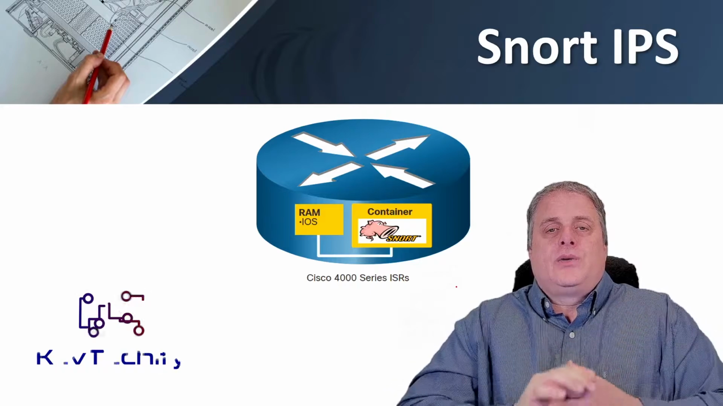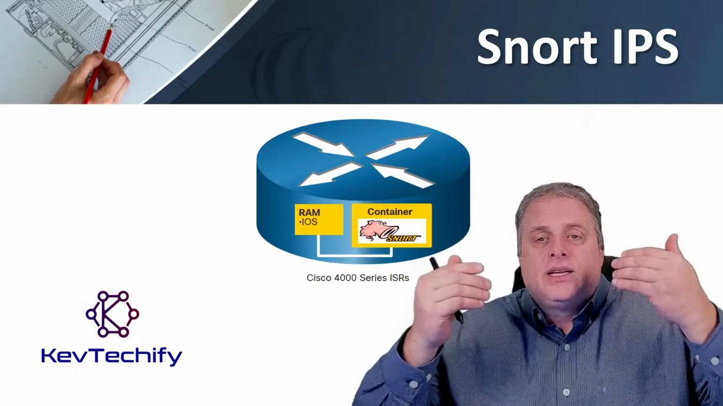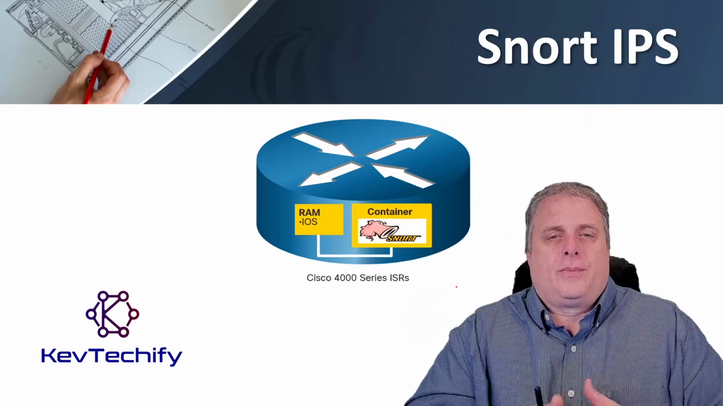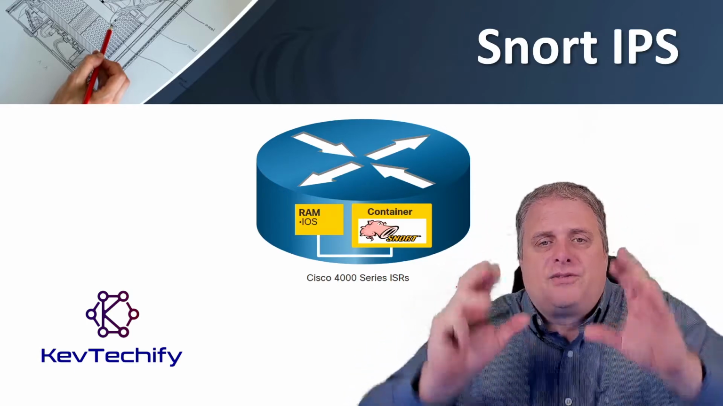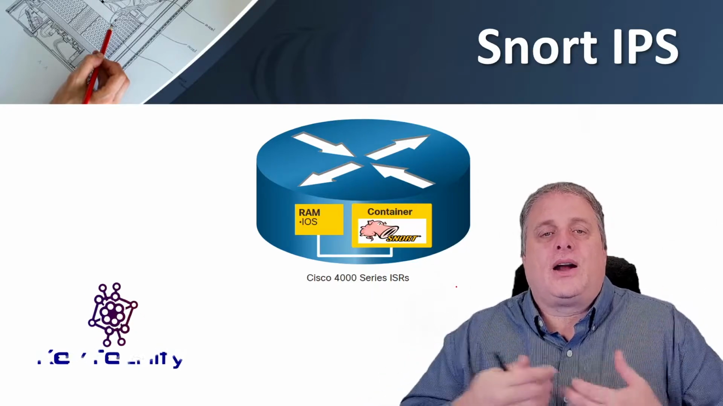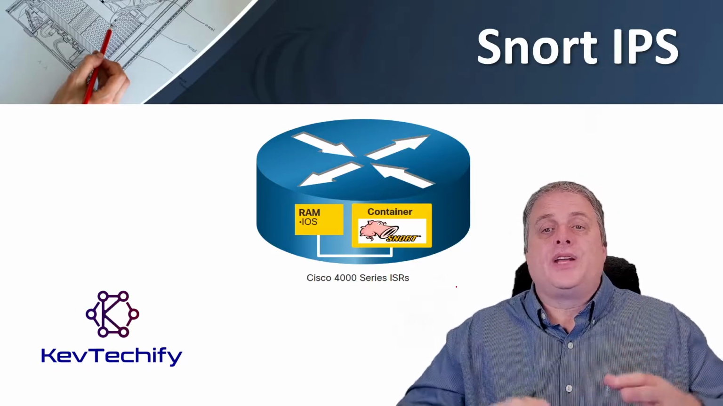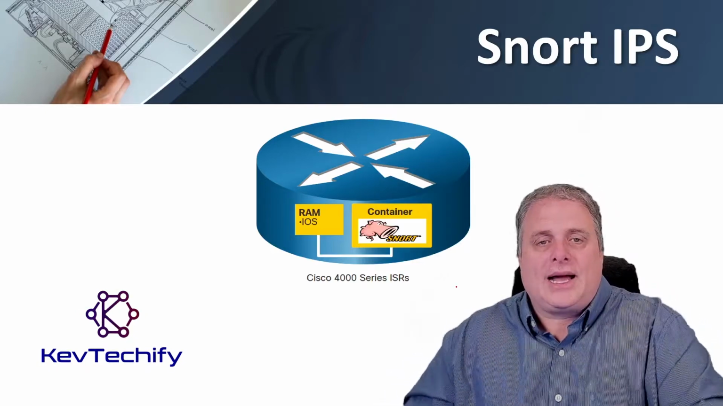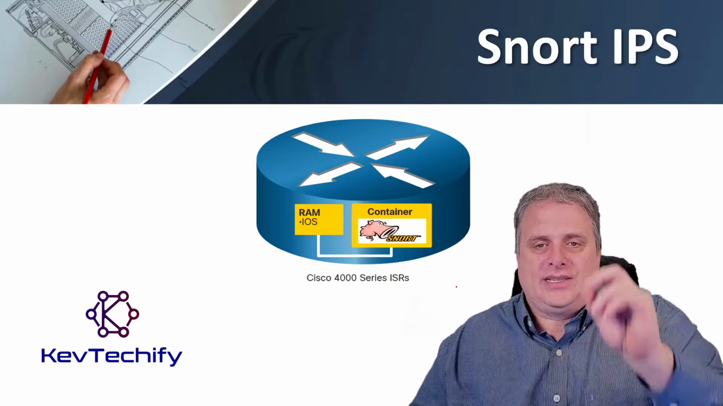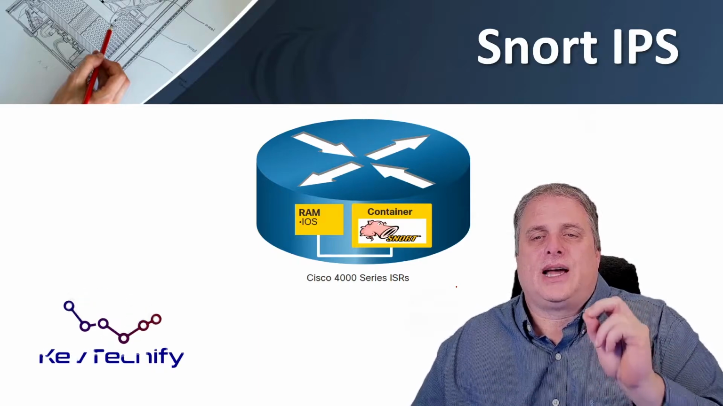The Snort engine runs in a virtual service container on the Cisco 4000 series integrated service router. This virtual service container is a virtual machine that runs on the ISR operating system. Service containers are applications that can be hosted directly on the Cisco IOS XE routing interface. That's the routing interface that comes on these new Cisco 4000 series ISRs.